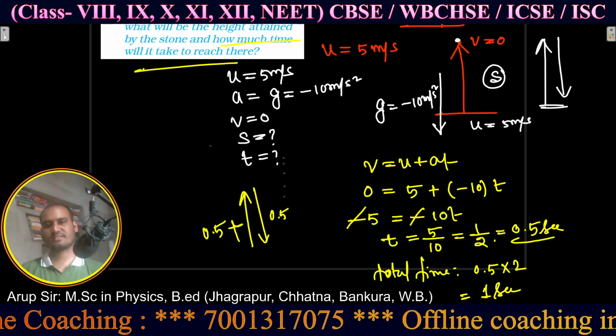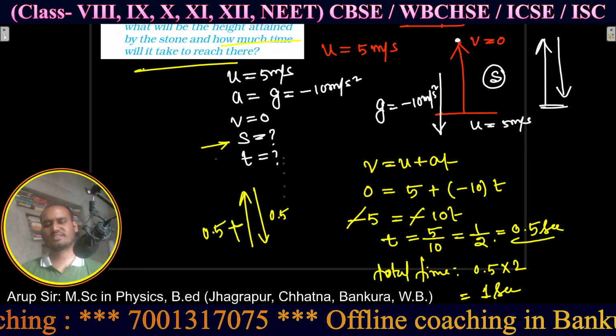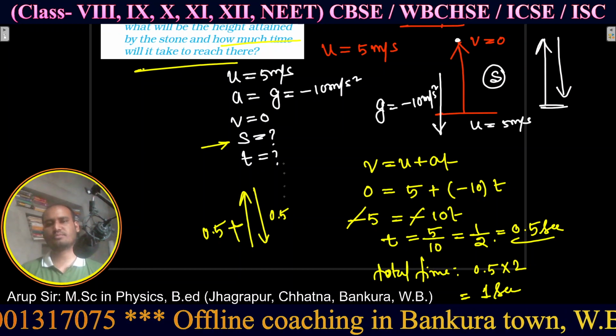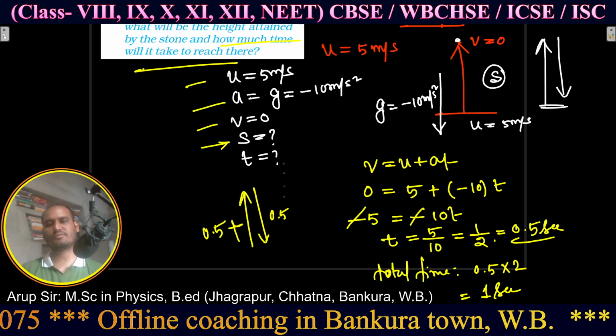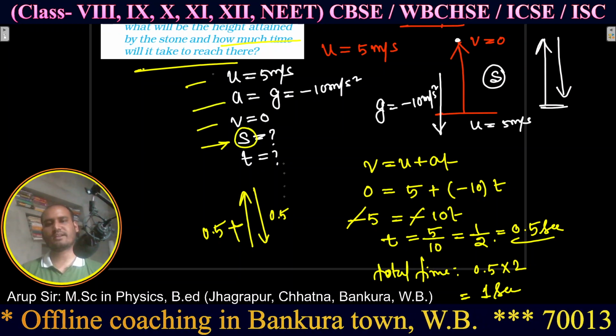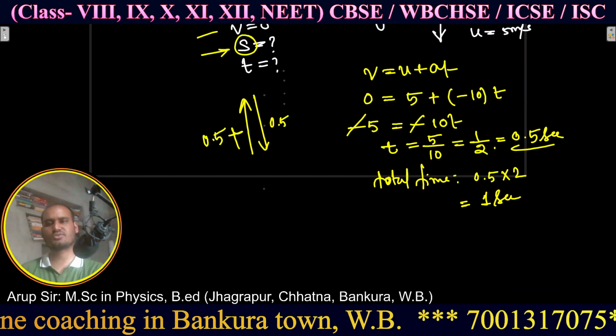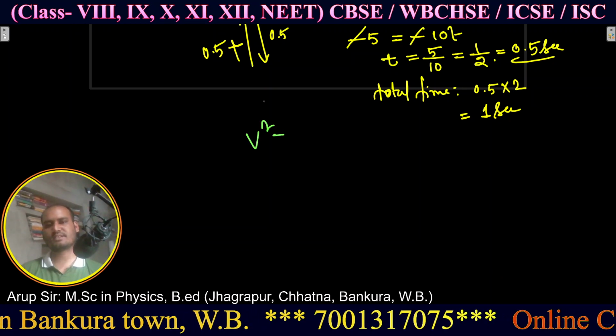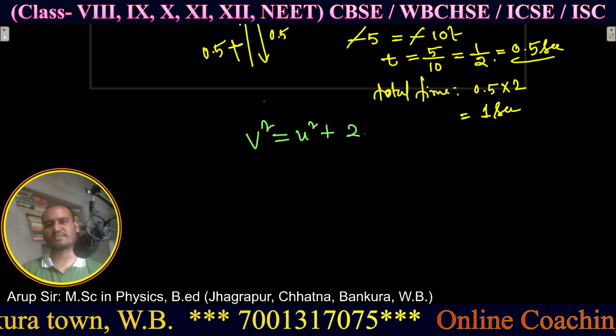Now the next thing is you have to find out the displacement or height. For height, what is the formula? U known, A known, V known, and S we need to find out. So V square equals U square plus 2AS you can use. What is the formula you are using? That is V square is equal to U square plus 2AS.